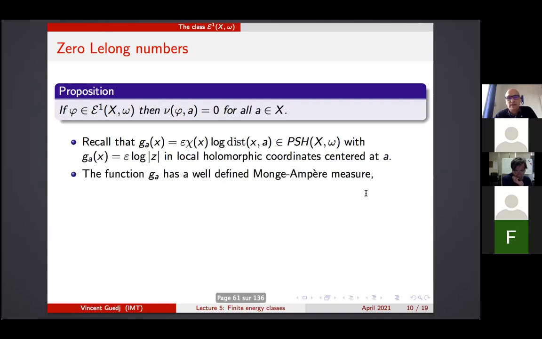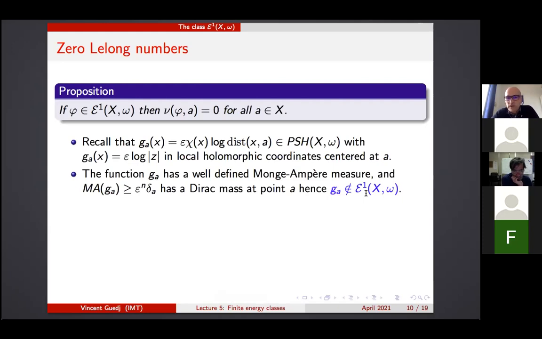I have used that last Tuesday in proving Skoda's theorem. And this function, as I explained last Thursday, has a well-defined Monge-Ampère measure because it is nice except at one point, so it has an isolated singularity. And the Monge-Ampère of this function, because it is a non-negative measure, is certainly greater or equal than what happens near the point A. And near the point A, it looks like epsilon to the n times the Dirac mass.